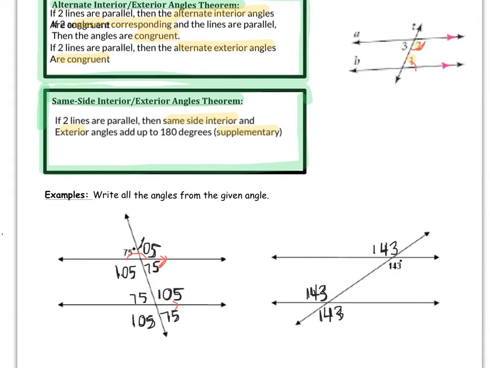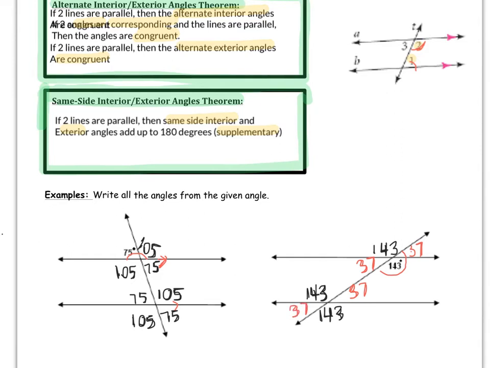So now, if I want to find the next angle, if I want to find this angle right here, I have to do a linear pair with the one that I'm given. So those two angles make a linear pair. So these two make a linear pair. So 180 subtracted from 143 is 37. So if that's 37, down here is 37. And this is 37. And this is 37.